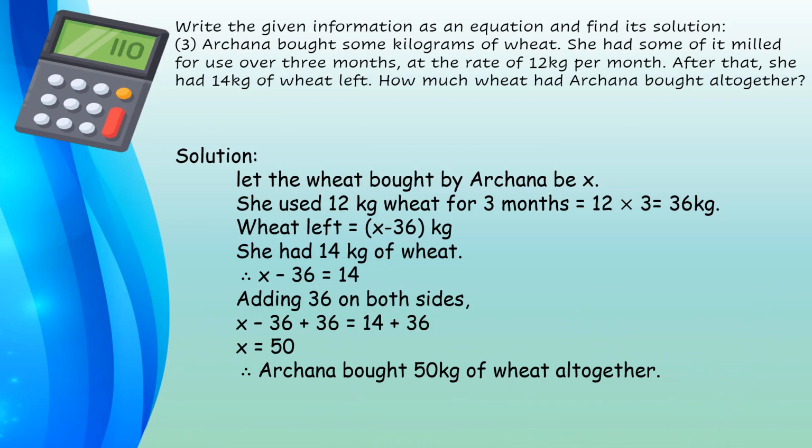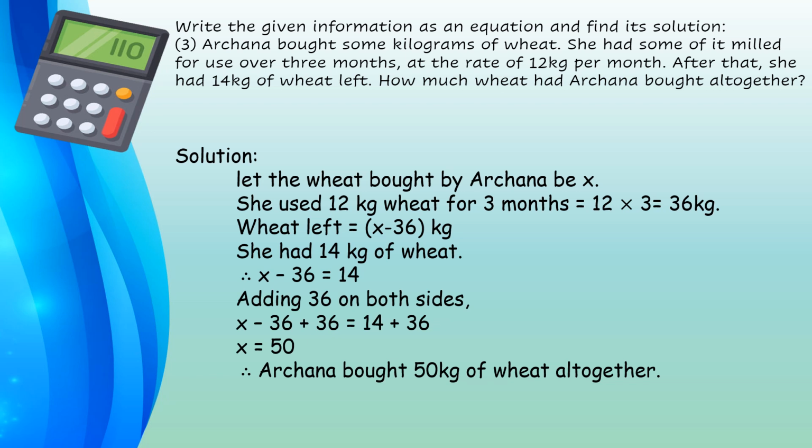Archana brought some kilograms of wheat. Again here we don't know how much, so it will be X. She milled it, that means she made flour of it at the rate of 12 kilograms per month. For 3 months she was using it. So 12 kilograms per month for 3 months equals 3 into 12. That is 36 kilograms of wheat milled by her. Now after that she had 14 kilos left. That is X minus 36 equals 14.